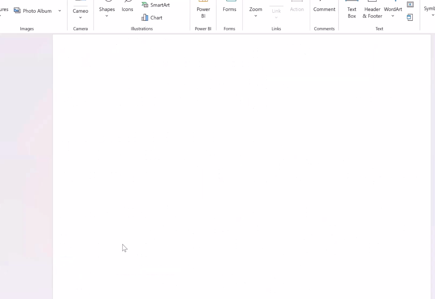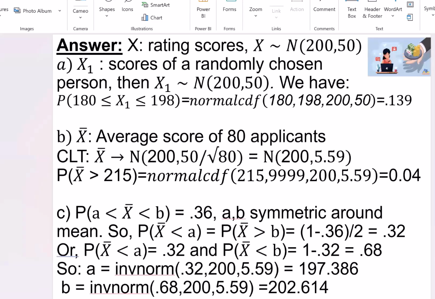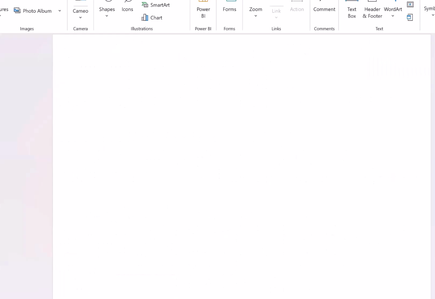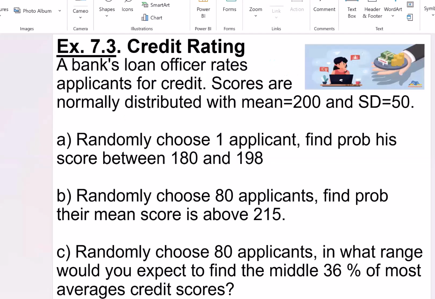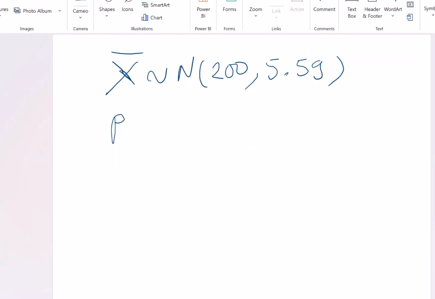So basically, your X bar from part B: we know that X bar will follow normal with mean 200 and standard deviation 5.59, right? X bar follows normal 200 and standard deviation 5.59. And so, what the question is asking is, what range would we expect to find the middle 36% of most average credit scores? So basically, we want to find, I think it's here.